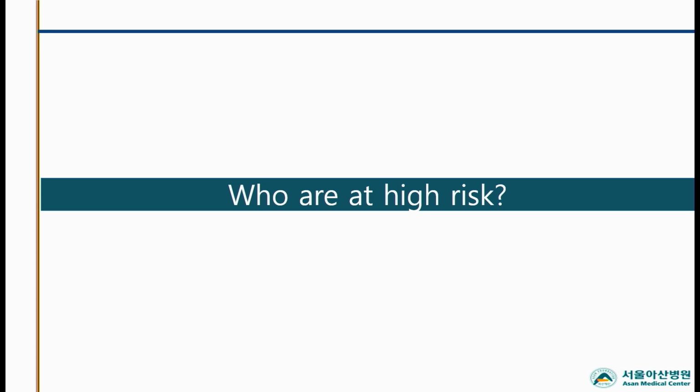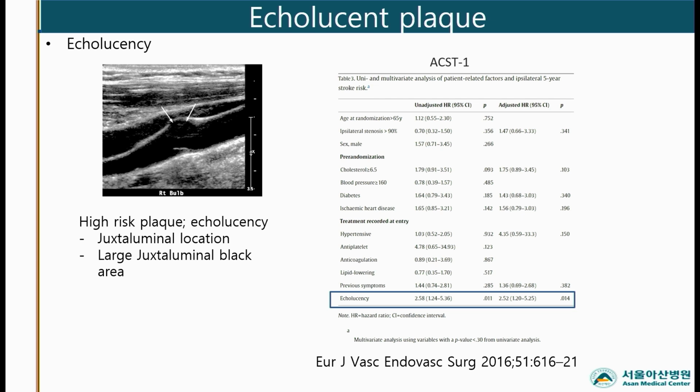And how can we define the high risk, and how can we evaluate this carotid artery disease? First, I would like to mention that if there is an echolucent plaque, which represents a large lipid core, those patients may have a higher risk of ischemic stroke.